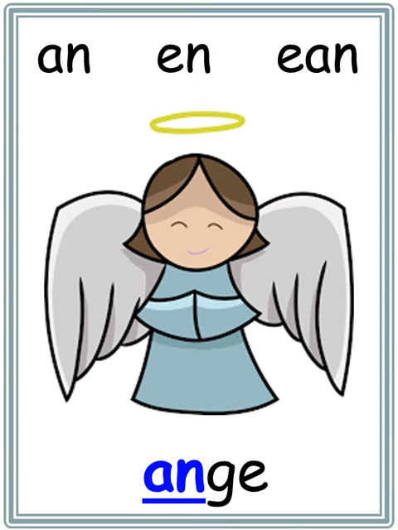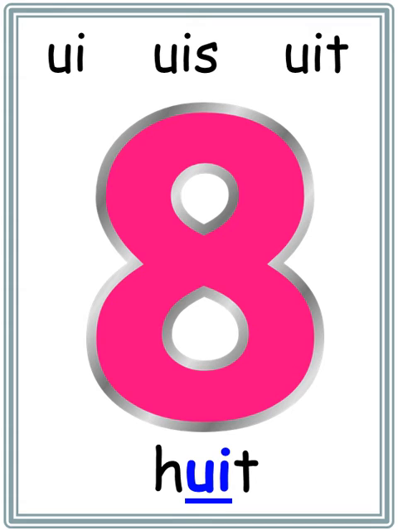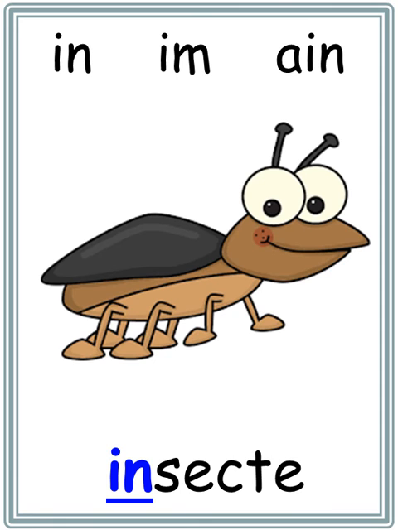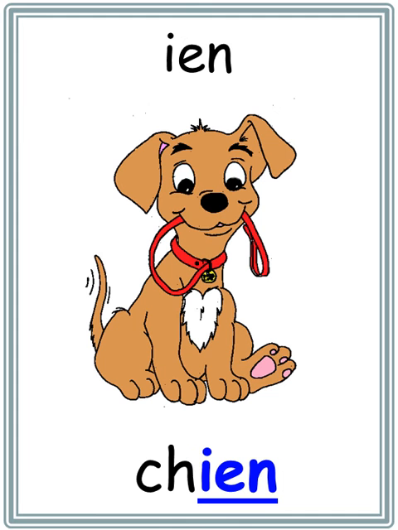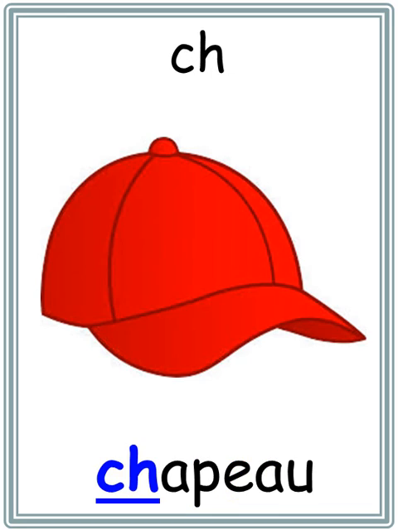This one is on. When students say this sound, their mouth almost looks like they're smiling. And it's like ange. V, like wit. Un, like insect. Wa, like oiseau. Yen, like chien. Sh, like chapeau. So, as I said, these are 12 sounds.